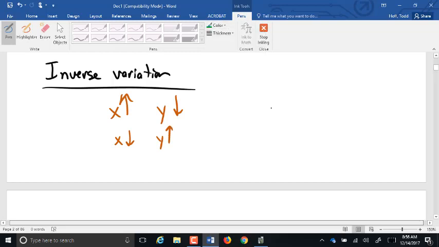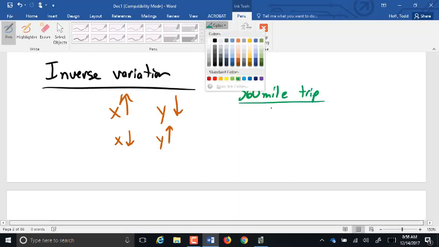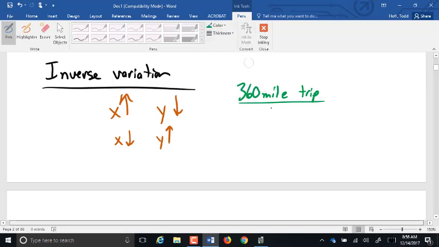For example, let's just say you are going on a 360-mile trip. If your vehicle gets 24 miles per gallon, you're going to use a certain number of gallons of gas, right? How much gas would you use? Well, 360 miles divided by 24 miles to the gallon, right? That's going to give you 15 gallons of gas.